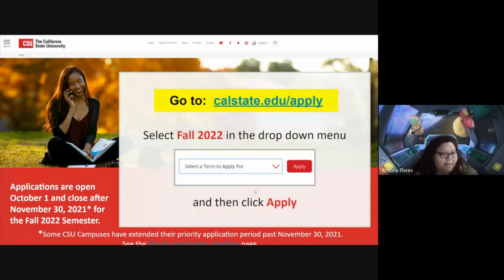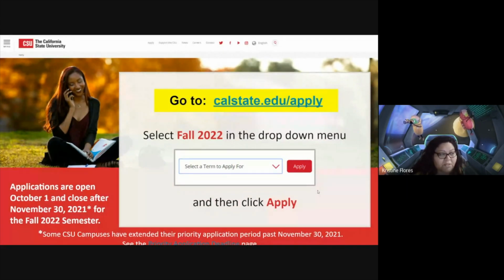And again, applications are open right here. We put October 1st and close November 30th for the fall 2022 semester. And you know how I put those deadline dates? This is the priority application date page that has those boxes at the beginning where it shows the CSUs that are extending their application periods past November 30th.